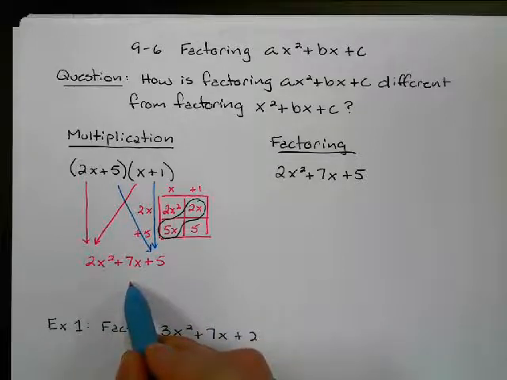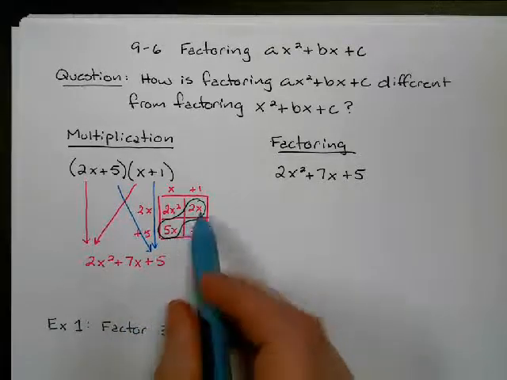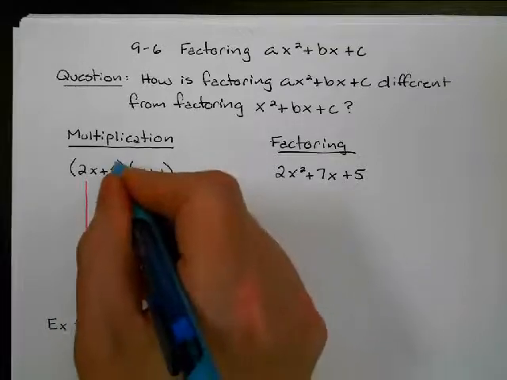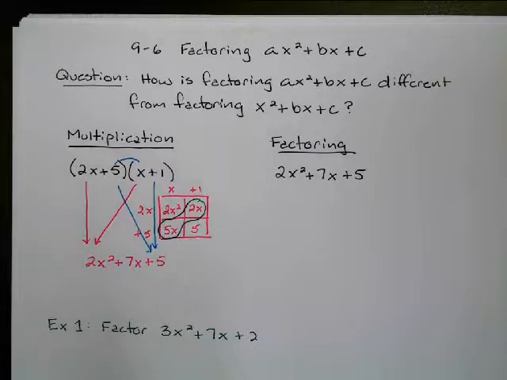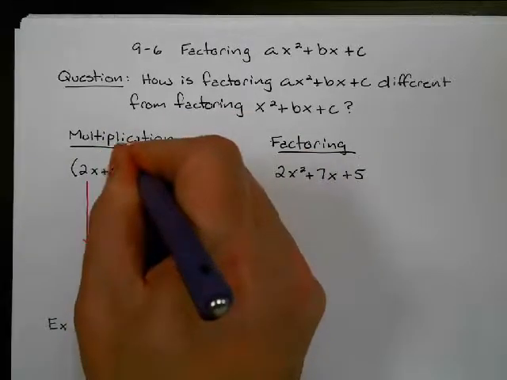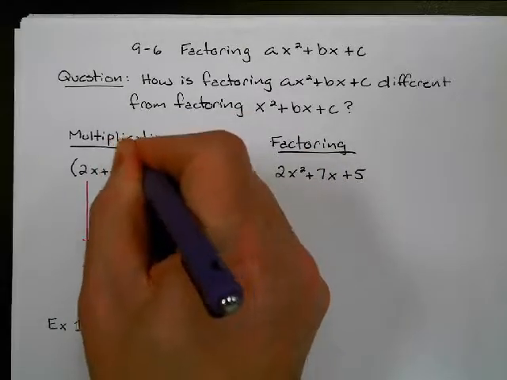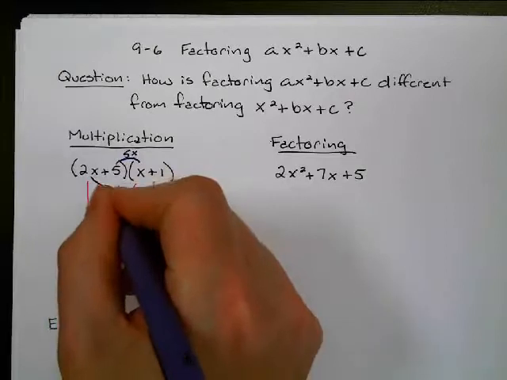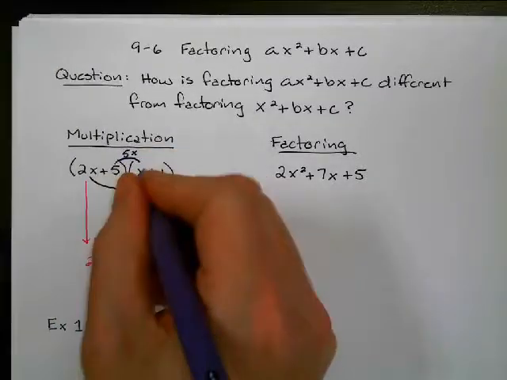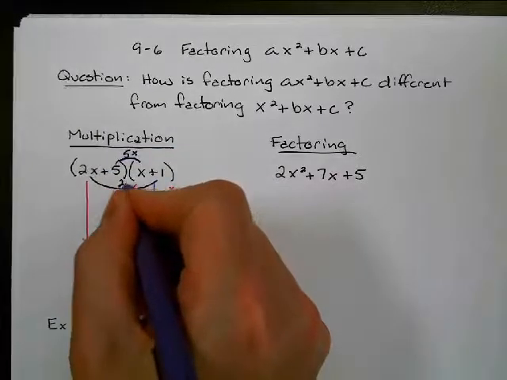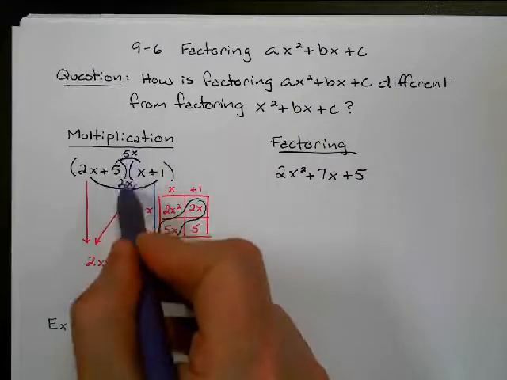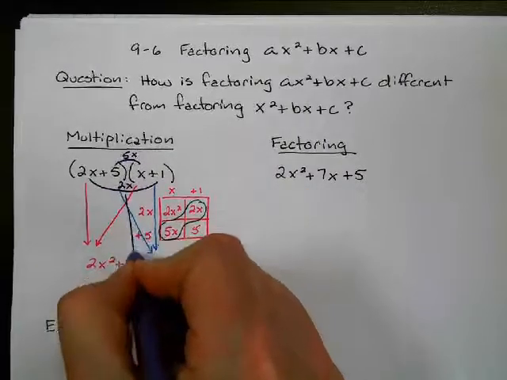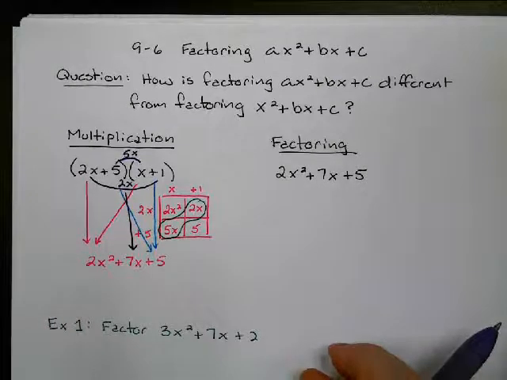This middle number is a combination of two different things. This would be 5 times x. Ooh, let's do a different color. 5 times x. What color? Purple. All right, 5 times x. And then these two together make 2x times 1, 2x. And then 5x plus 2x is that middle number right there.